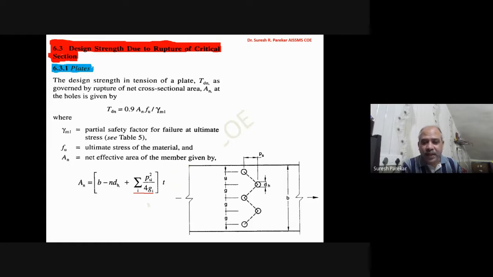Now, staggered bolting is given in IS, and we handle it this way. This summation means if I have one gauge length, then one will be there. If we have two gauge lengths, meaning two inclined lines, then we have 2. So here we have 4, so we have to go by 4 P square upon 4G. That term we have to consider.